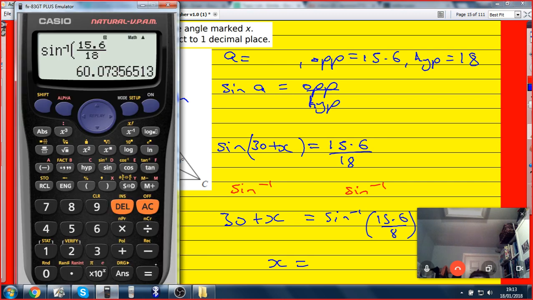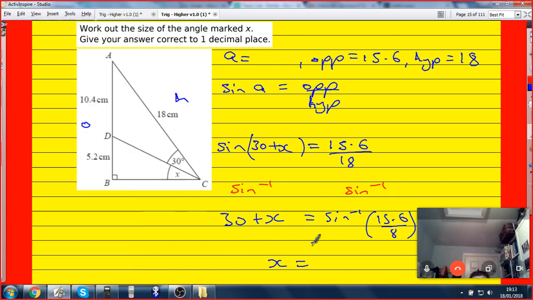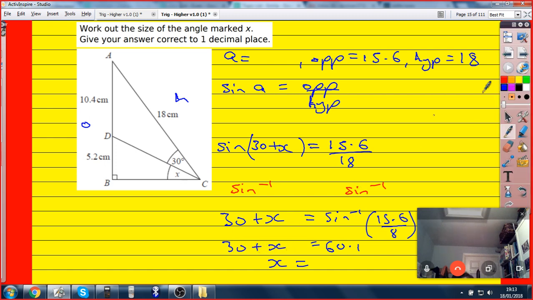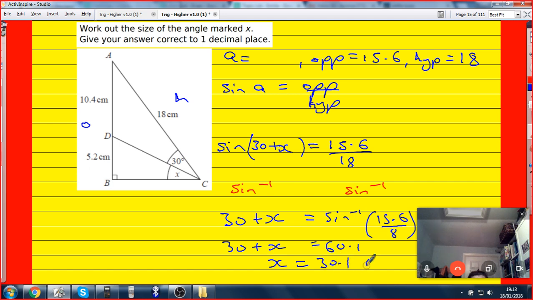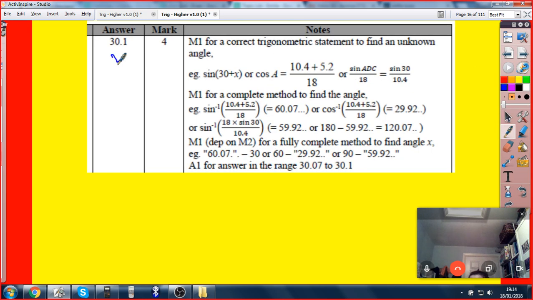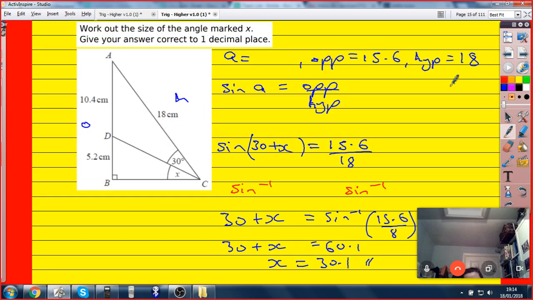Let's see. Okay, so that is this. They wanted it to 1 decimal place. 60.1. So 30 plus x equals 60.1. We want x equals. So we can just do the answer, take away 30, and to 1 decimal place, x equals 30.1. That's it. And that's 4 marks.